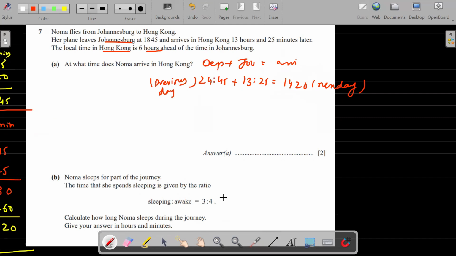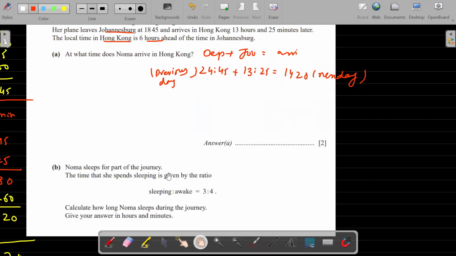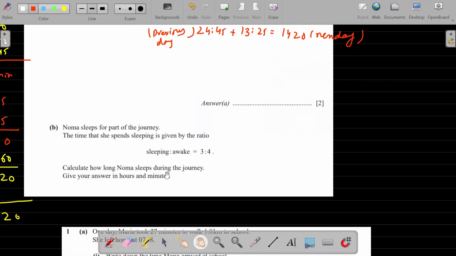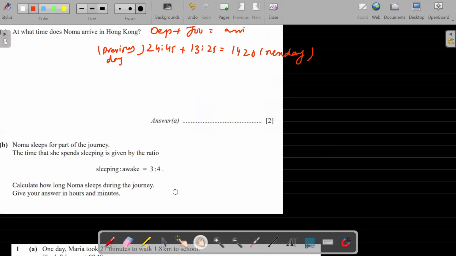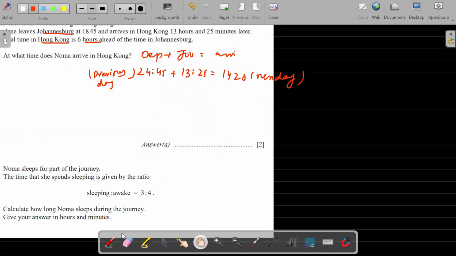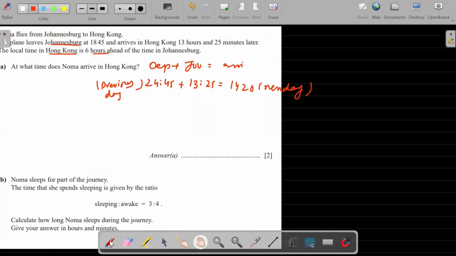Now it says that Norma sleeps for part of the journey. She slept a few hours maybe. Let's see how much time she has spent sleeping. So we are going to calculate her sleeping time. Let's take the ratio. First, we are going to consider the journey time, which was the total time. There are a few rules for this, like for ratio.